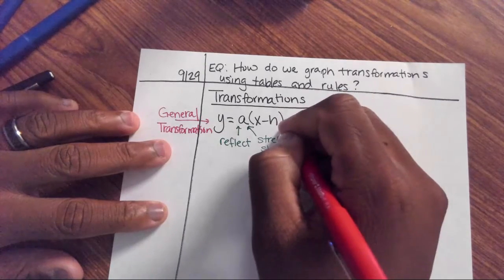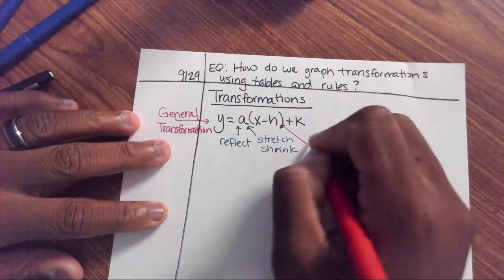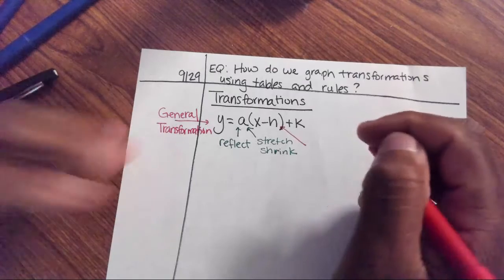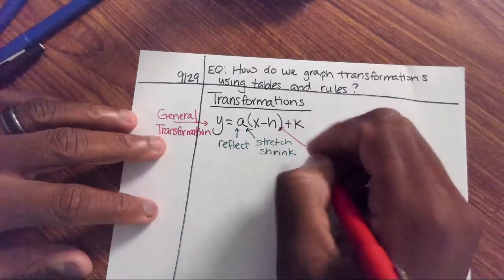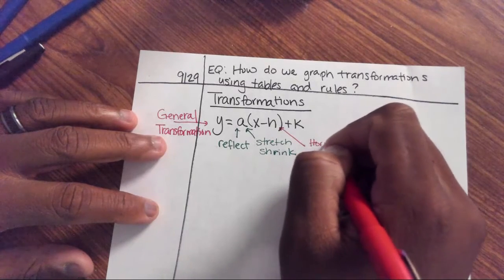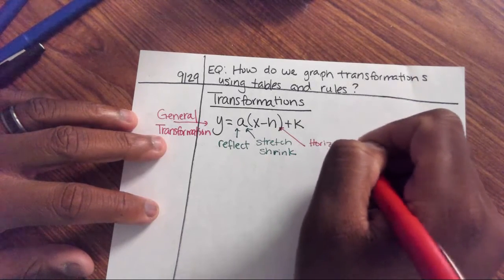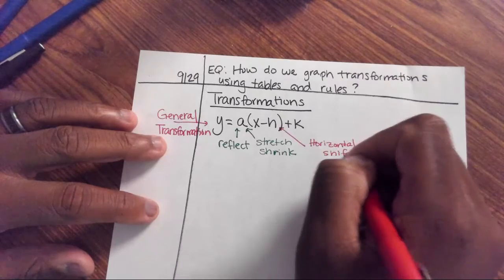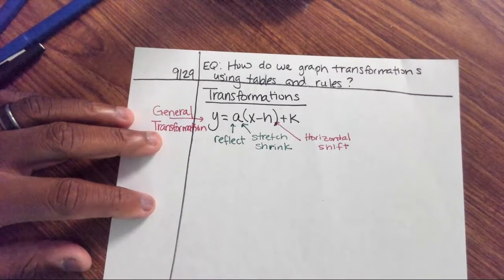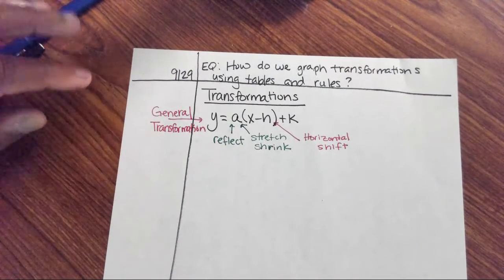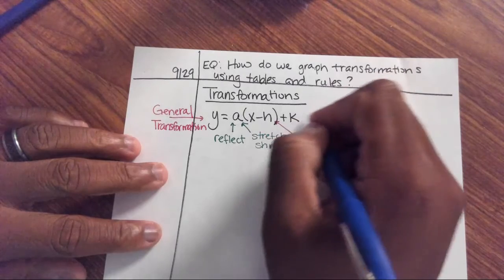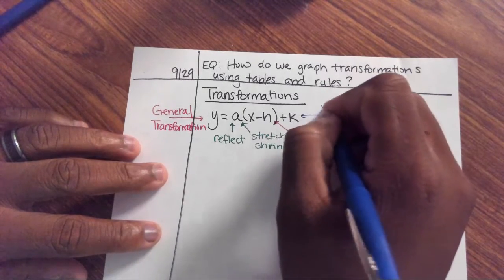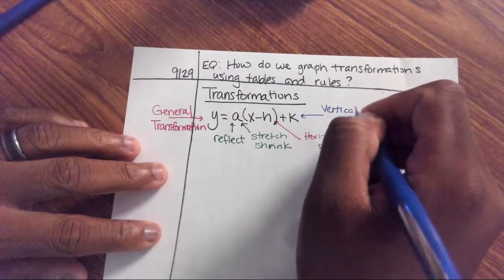This h value is what is going to move the graph left or right. And when you're moving left or right, what kind of direction is that? Is that horizontal or vertical? So this is the horizontal shift. And then the k value moves it vertically. Vertically means it moves up or down, right? So this is the vertical shift.